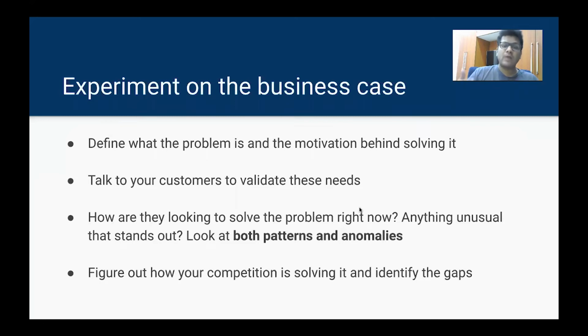You'd really need to understand how they're looking to solve that problem right now. And you need to look at both patterns and anomalies. So patterns are something that give an idea that, yes, this is a problem that happens to a lot of people. But anomalies help you to figure out what are those interesting or different things that people are doing to actually solve the problem. And sometimes it ends up being a very big differentiating factor in the products that you create.